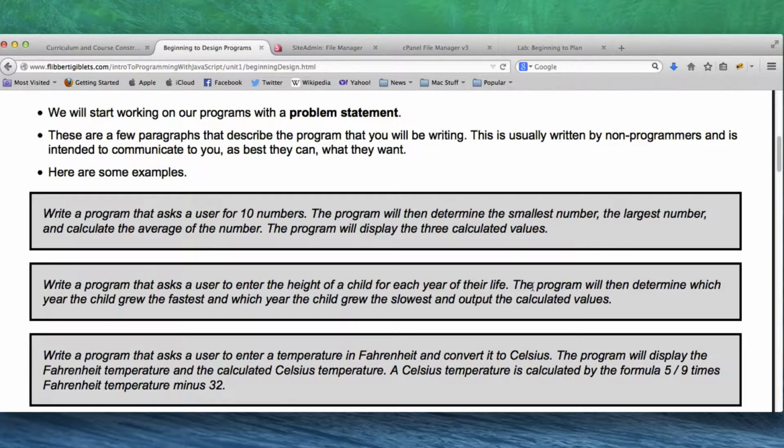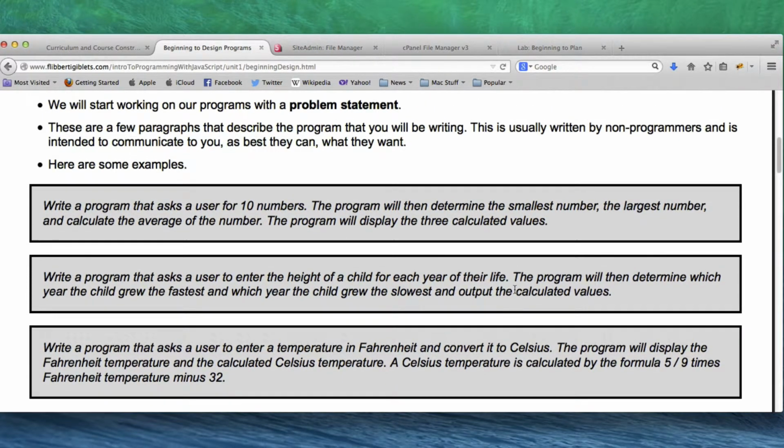How about this one? Write a program that asks a user to enter a temperature in Fahrenheit and convert it to Celsius. The program will display the Fahrenheit temperature and the calculated Celsius temperature. And they go ahead and give you the formula too. Celsius temperature is calculated by the formula 5/9 times Fahrenheit temperature minus 32.